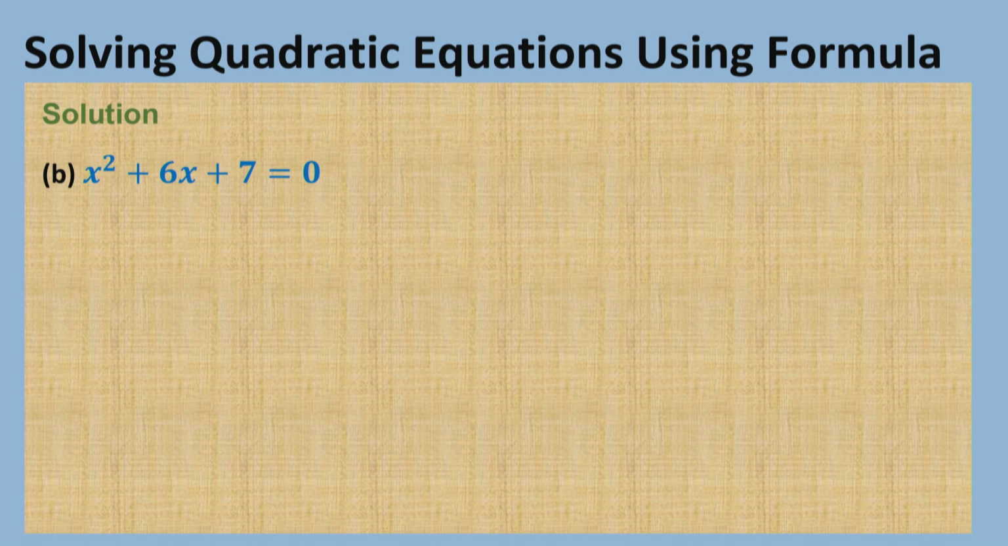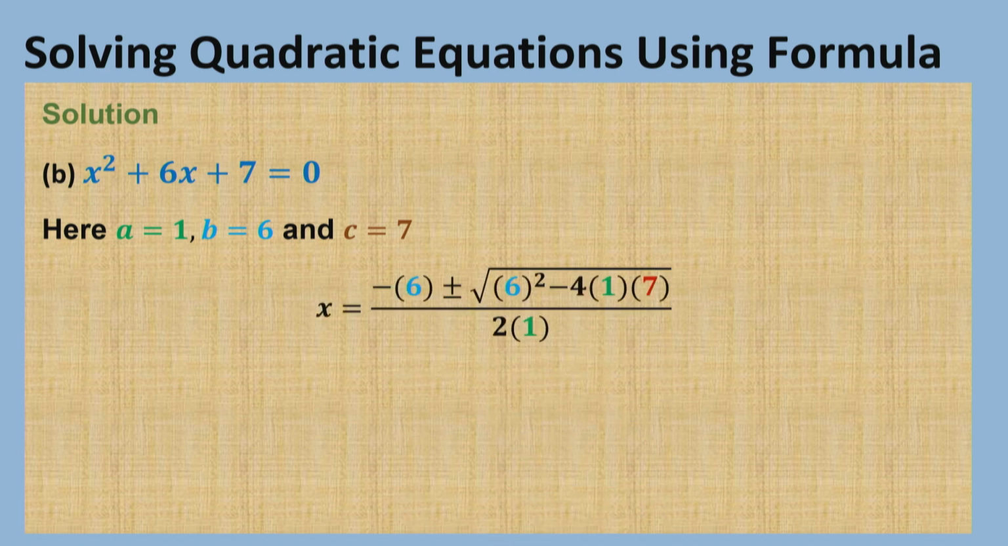The second part, x squared plus 6x plus 7 equal to 0. Right, so coefficient of x squared is 1, that is a equal to 1, b will be equal to 6 and c equal to 7. Next step, well, we just need to replace. So that will be x equal to minus 6 plus or minus 6 to the square minus 4 times 1 times 7. And the whole is divided by 2 times 1.